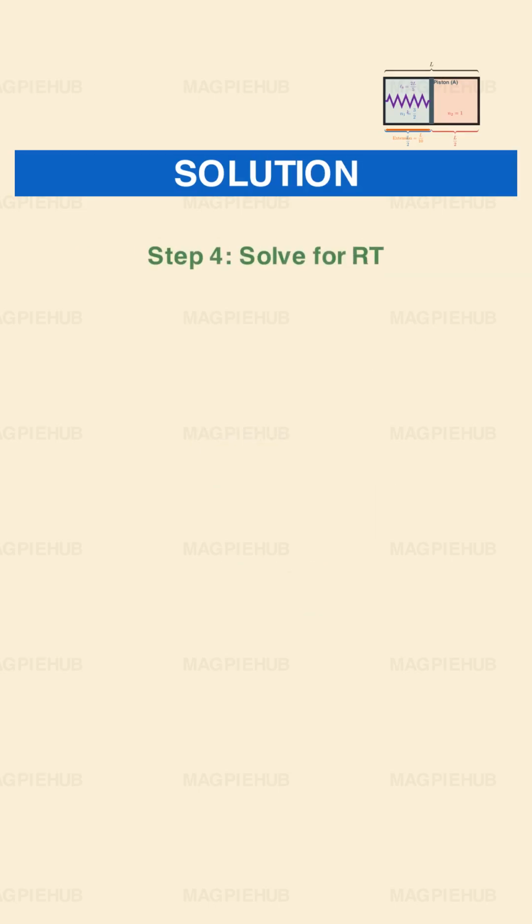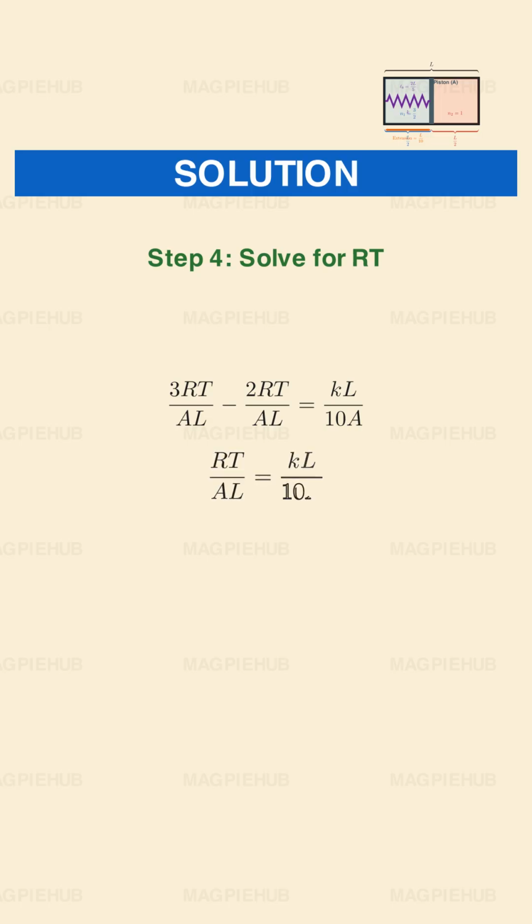Substituting into the force balance equation. P left minus P right equals KL over 10A. So 3 RT over AL minus 2 RT over AL equals KL over 10A. This gives RT over AL equals KL over 10A. Solving, RT equals KL squared over 10.